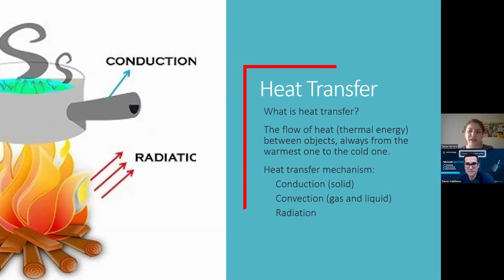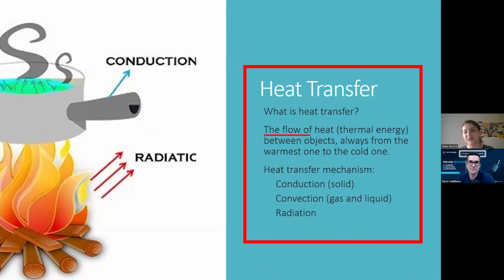Heat transfer, the basic is the flow of heat, which is also known as thermal energy because it's an energy between objects. It always will go from the warmest one to the cold one.